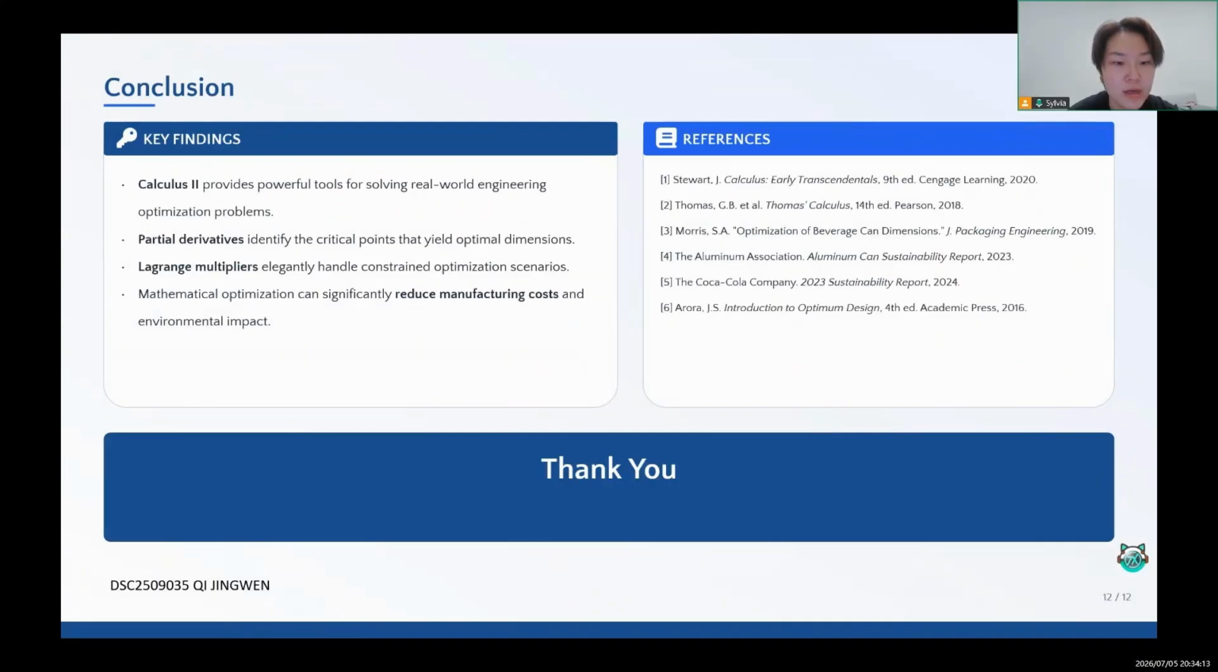In short, the project connects abstract math knowledge with daily products. Mathematical modeling helps companies balance cost, material use, sustainability, and users' experience. Thank you for listening.